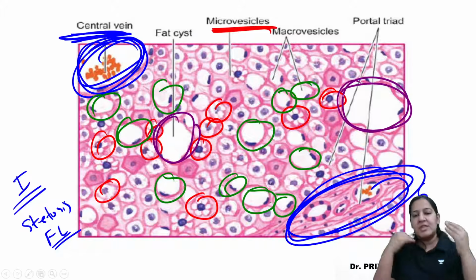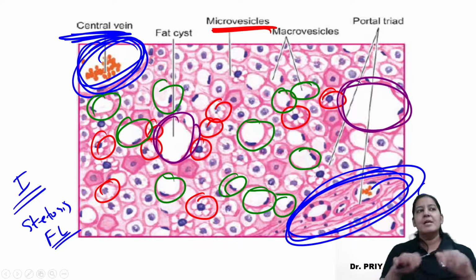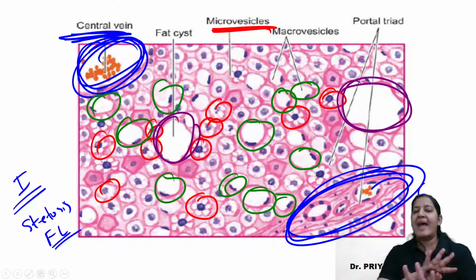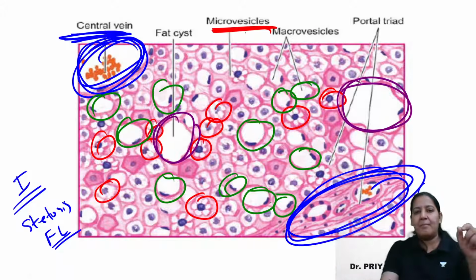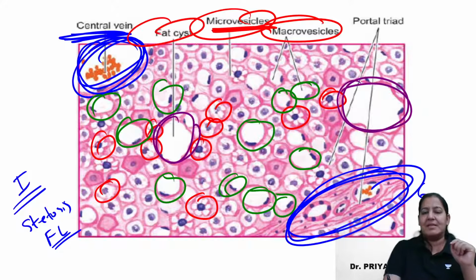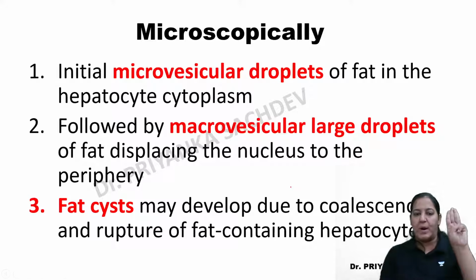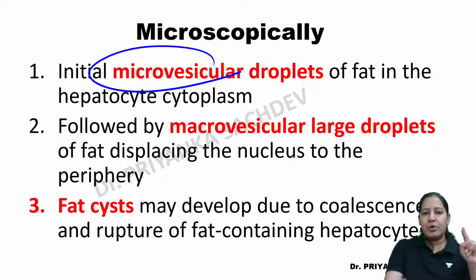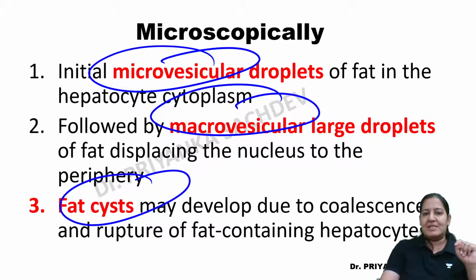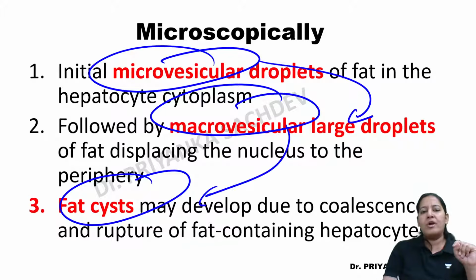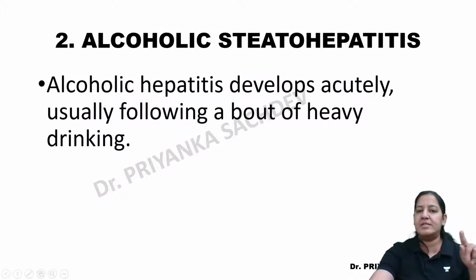So give me a thumbs up. Some of the hepatocytes are showing microvesicle, some are showing macrovesicle, and some are showing fatty cyst. That's it. So some are micro, some are macro, some are fatty cyst. So only three changes are there in stage 1. Microvesicle, macrovesicle, fatty cyst. Micro gives rise to macro, macro gives rise to fatty cyst. That's it. Done. Stage 1 is done.